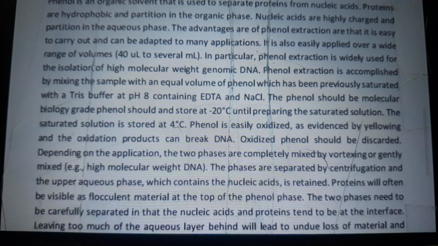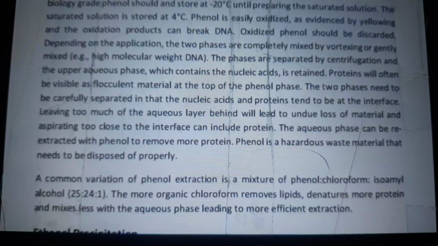Phenol is easily oxidized, as evidenced by yellowing, and the oxidation product can break DNA. Oxidized phenol should be discarded. Depending on the application, the two phases are completely mixed by vortexing, or gently mixed, for example, for high molecular weight DNA.